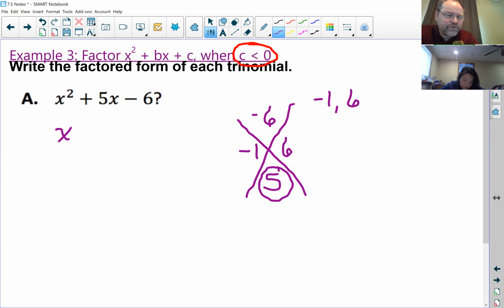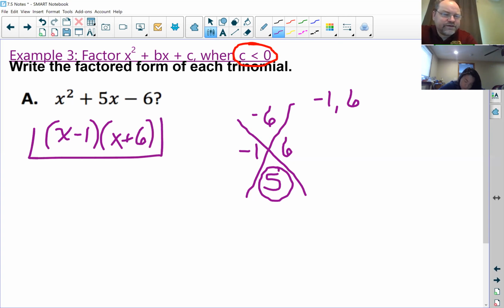So the one thing with these factoring problems for polynomials, there is definitely one right combination. If you tried -2 and +3, they definitely multiply to -6, but they don't add to 5, they add to 1. So just be careful with that.